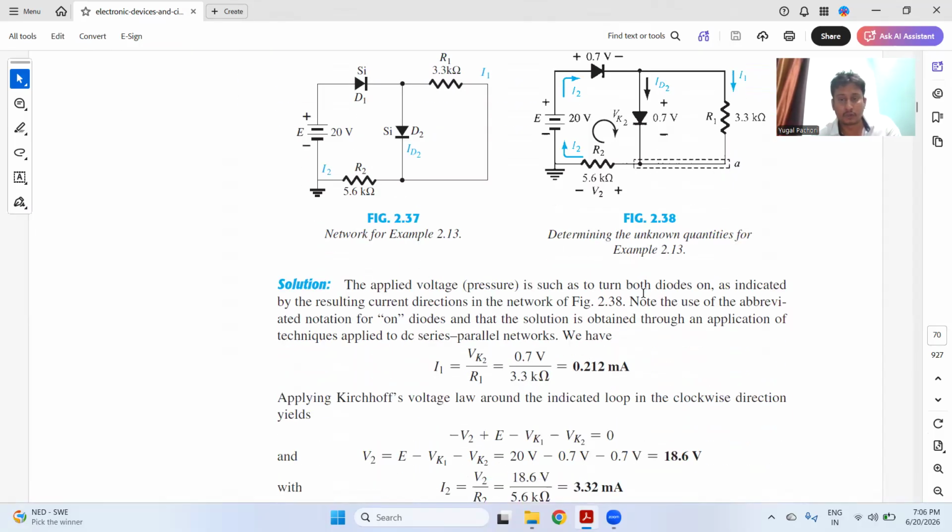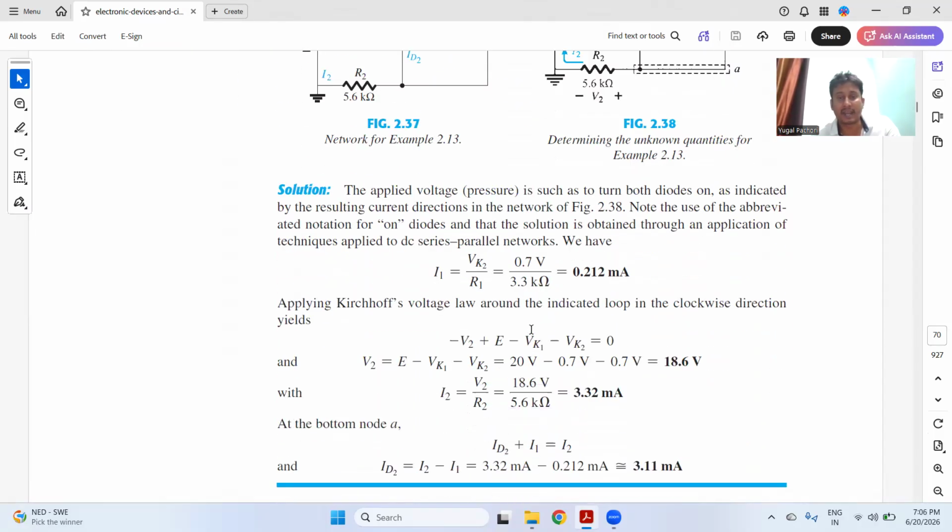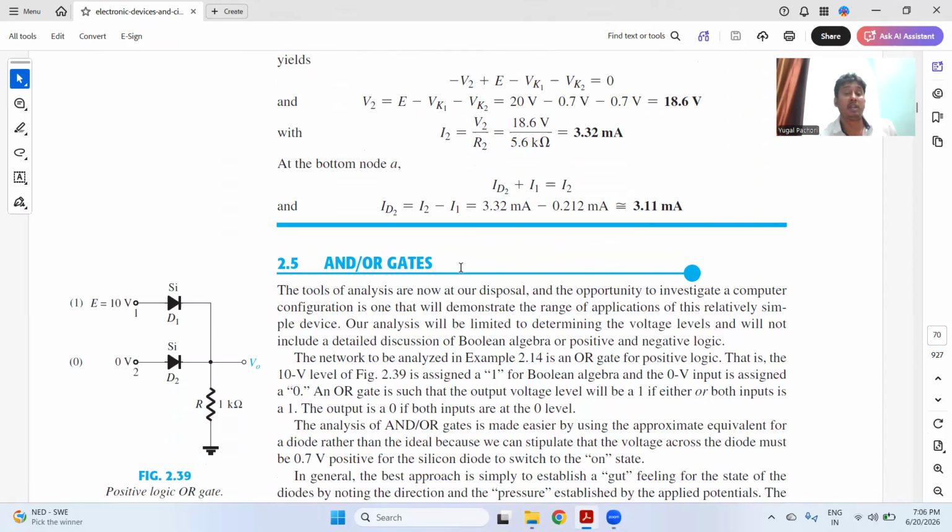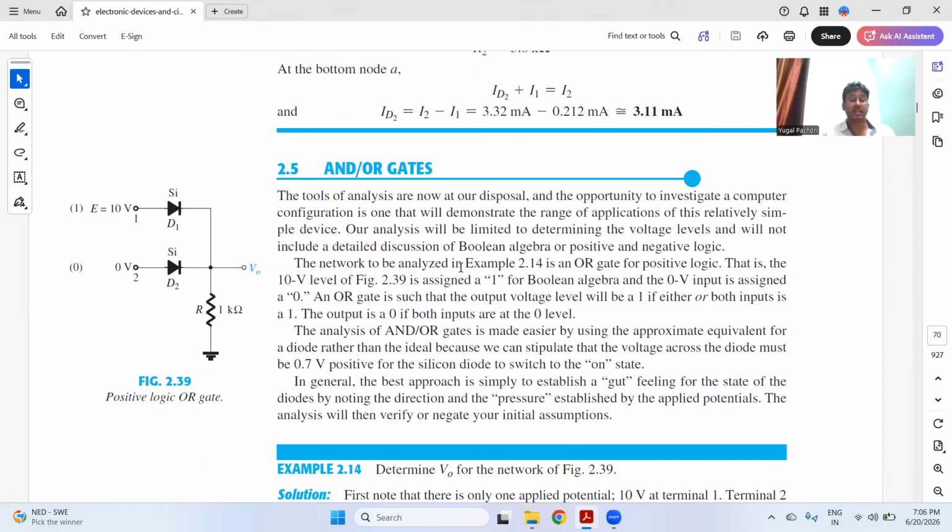And you can see the calculations are performed with the Kirchhoff current law and the Kirchhoff voltage law, so you can easily do them. Now coming on to the topic of the logic gates. You know that there are several kinds of gates available. Basically, there are three gates: AND, OR, and NOT. However, the universal gates are NAND and NOR, and there are two more gates: XOR and XNOR.